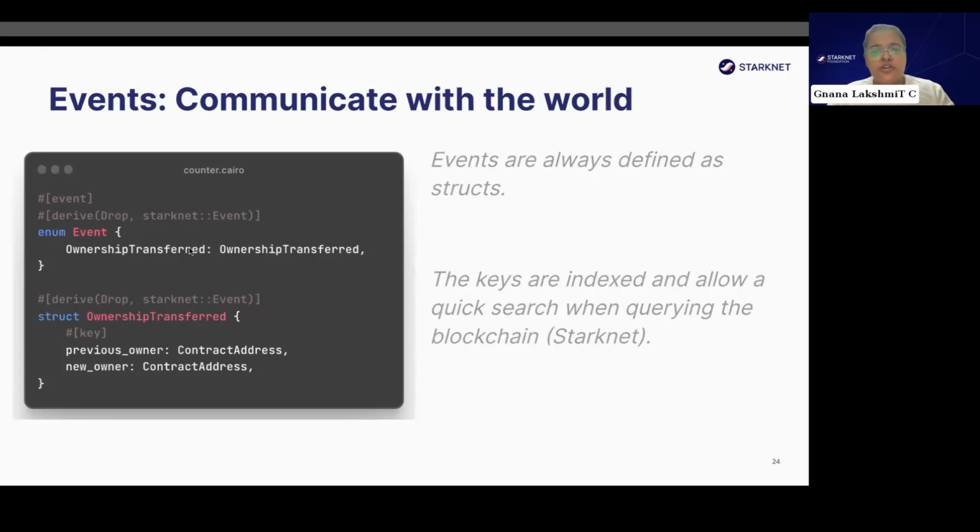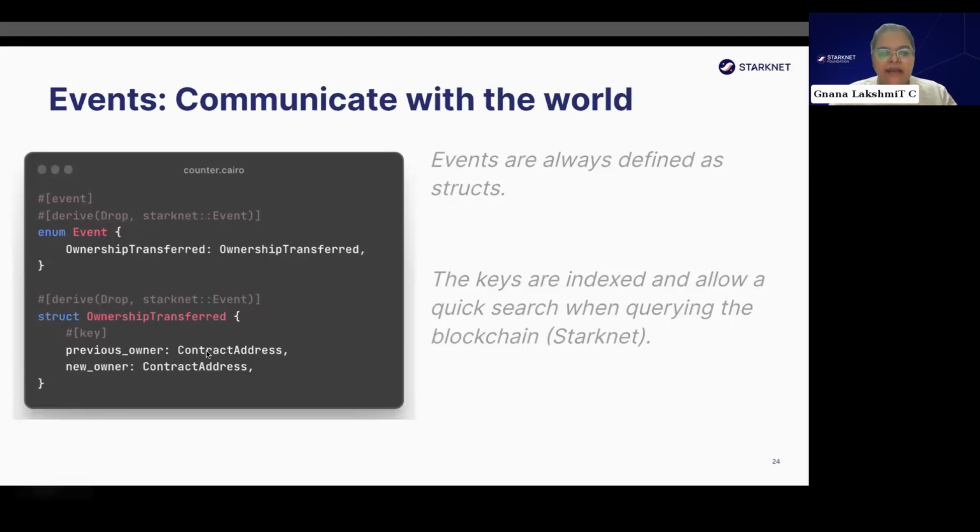For example, ownership transferred, ownership regained, something triggered, transfer triggered or something like that. You can define multiple events inside this enum. Now, in order to define what will be emitted as part of these events, you have to create a structure. The events themselves are always defined as structs. These structs also have to derive the event property from the Starknet lib. So you're deriving both drop and event property for this particular struct.